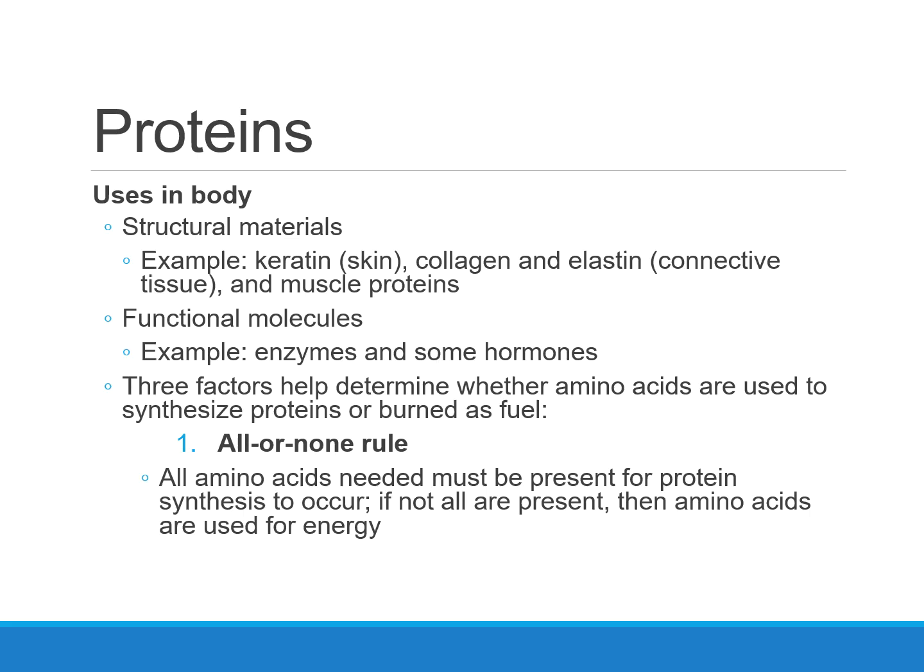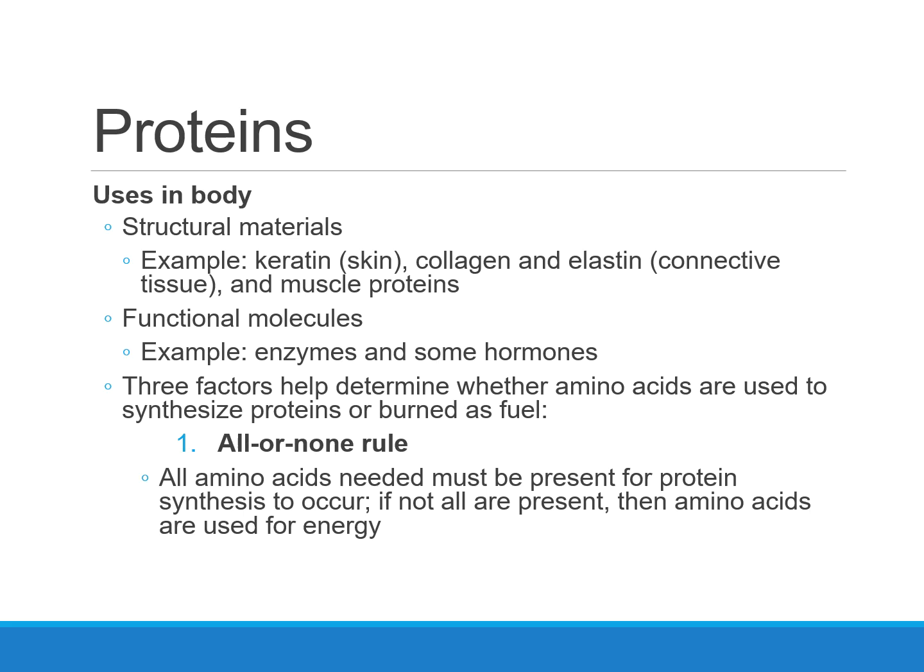What does our body use protein for? Structural materials. I would say building materials, basically. So we build keratin in our skin and collagen and elastin in our connective tissues and muscle proteins. That's a big one right there. We also use proteins for functional molecules like our enzymes and certain hormones. There are 3 factors that help determine whether an amino acid is going to be used to synthesize a protein, make a protein, or burned as fuel.